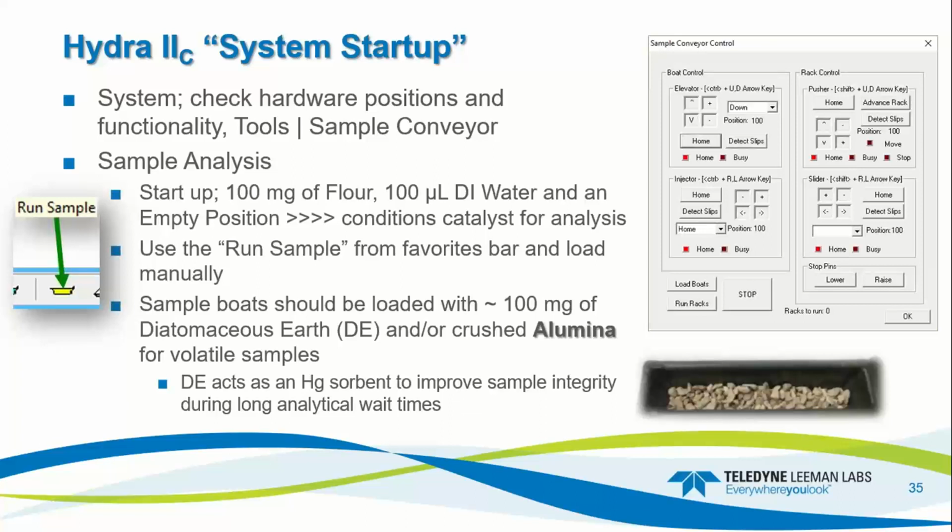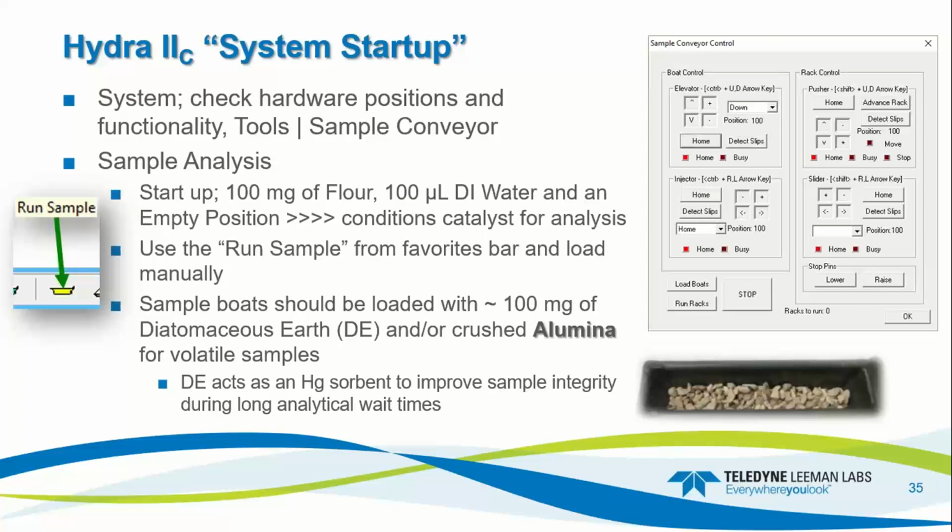But with that said, it's always nice to check the hardware. You want to make sure functionally it's correct and ready to go: the injector works properly, and the autosampler is going to move the boats properly and get them to the injector, lifting it up on the forks. So just a quick check, validate it, and then I kind of wake up the catalyst. I'm going to use 100 milligrams of flour and 100 microliters of DI water in an empty boat, run that, validate everything, then run a quality control, and then go ahead and do my sample runs for the most part.